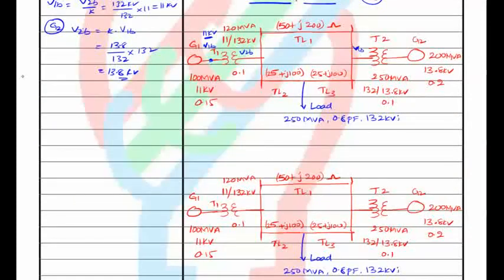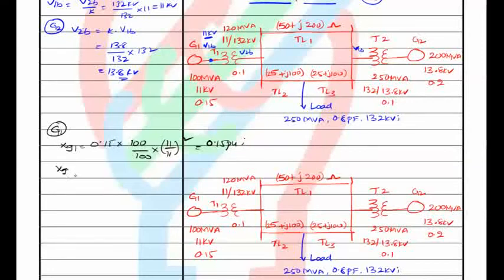So now we'll calculate for generator 1. XG1 is equal to the XG old value, 0.15. What is the MVA new value? It is 100, and the existing value is also 100. So 100 into MVA new divided by MVA old. What is the base voltage here? 11 kV, and the existing voltage is 11 kV. So 11 divided by 11 whole square, and you will get the same value, 0.15 per unit.